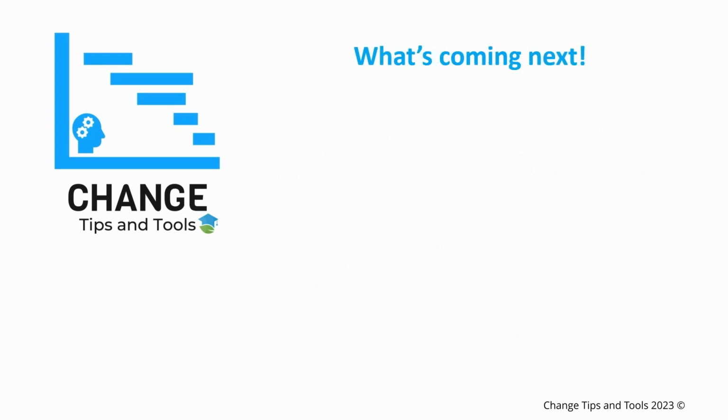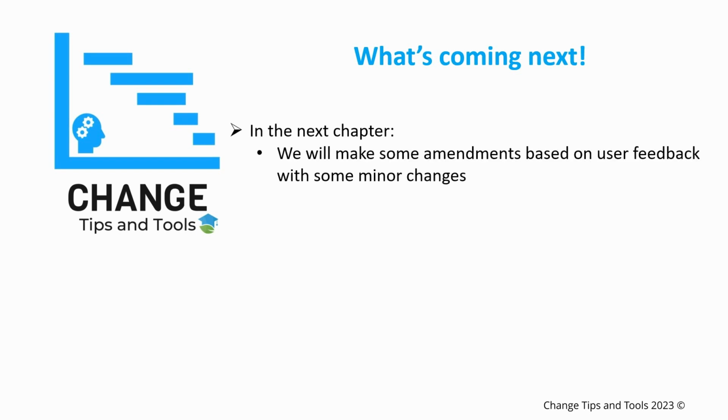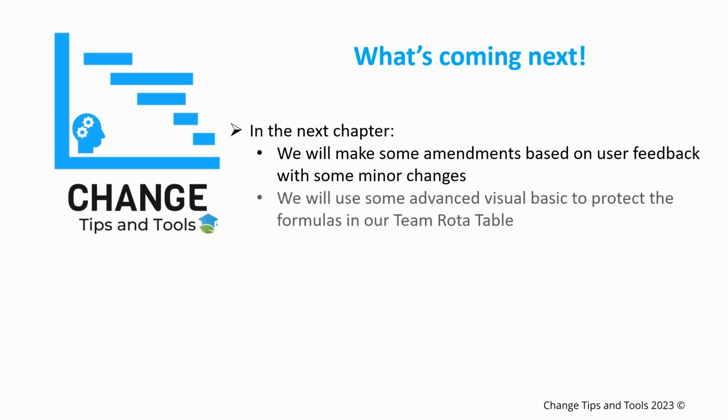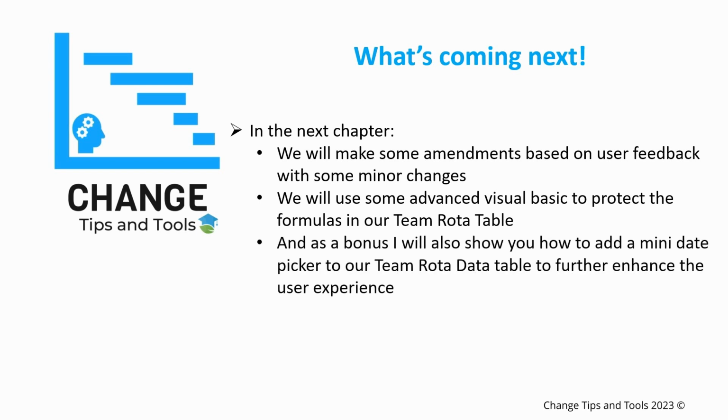Now, what's coming next? In the next and final chapter, we are going to make some amendments based on user feedback with some minor changes. We're also going to add some advanced Visual Basic protection to protect those formulas within the team rota data table. And also I'm going to add a bonus piece where I'll show you how to add a mini date picker to our team rota data table to further enhance that user experience.